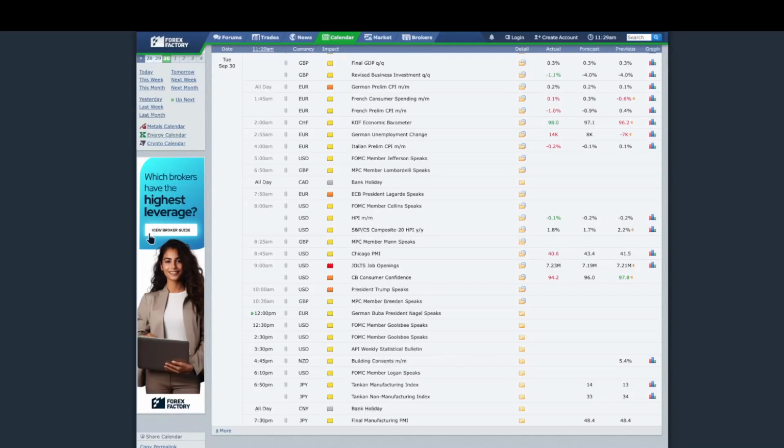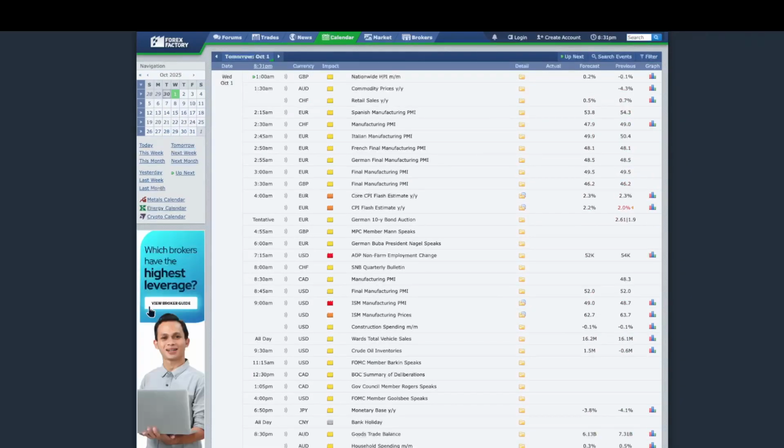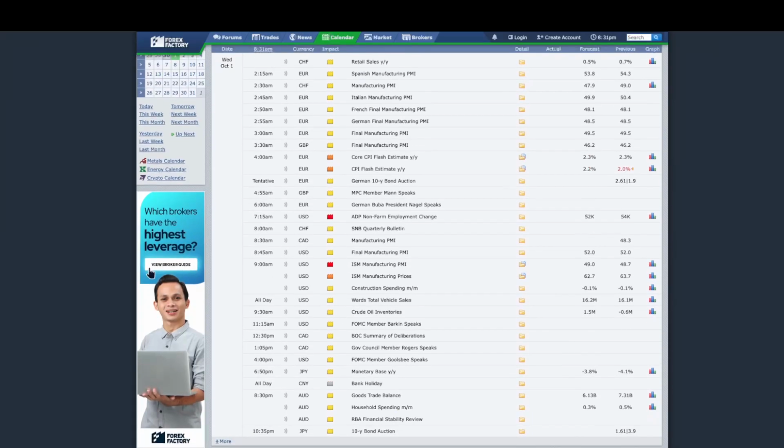We can go in tomorrow and see what the market's potentially going to give us, starting October 1st. We have PMI, red folder and orange folder. Ward's total vehicle sales, that's yellow folder. So tomorrow I'm assuming price is going to give us some good price action. We do have ADP non-farm employment change at 7:15, so that will give us some pre-market movement and volatility.